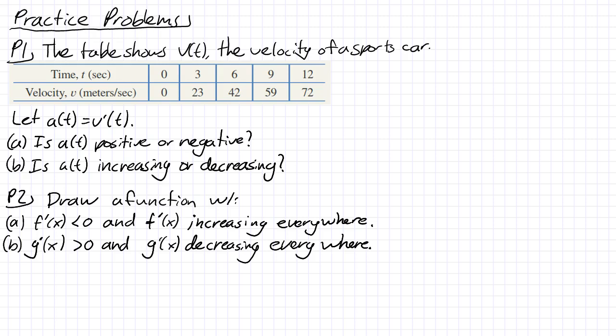And for problem number 2, we're going to draw two functions. Draw one function, a graph of y equals f of x, where f prime is negative everywhere, but also f prime is increasing. So a function whose derivative is negative but increasing, and then another function g, draw that so g prime is positive but decreasing. And let's pause it now and do these problems, and the answers will appear in 3, 2, 1.